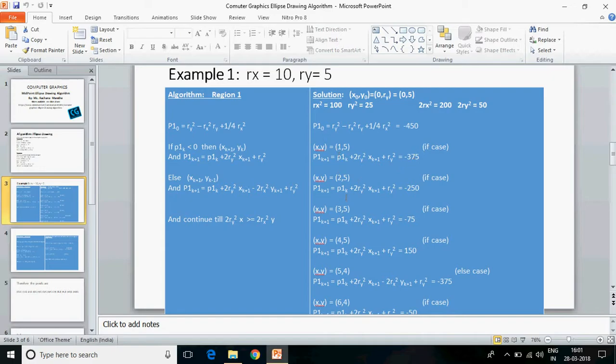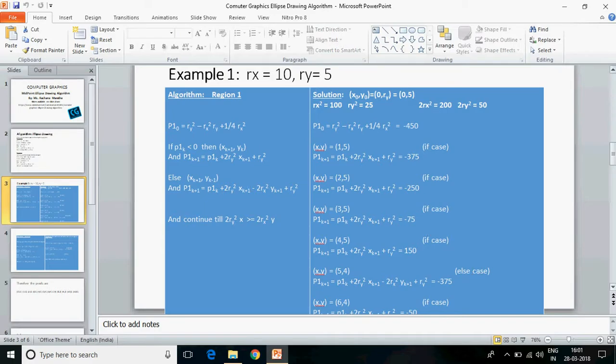Therefore, x is incremented, y is constant. And the new decision parameter is minus 250. Minus 250, again less than 0. So 2 became 3 and 5 is constant. So we go on like this. You can see here I have mentioned whether we are going into the if case or the else condition.